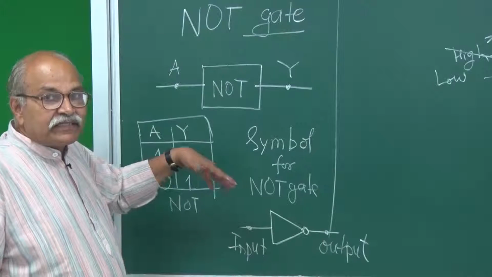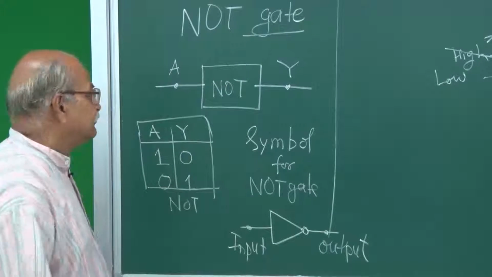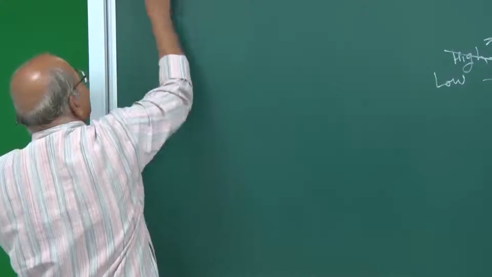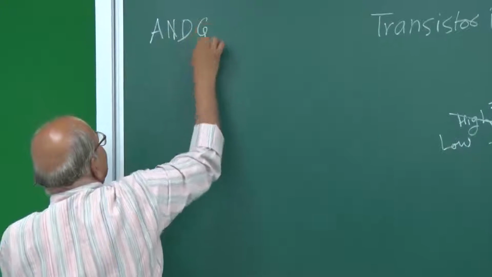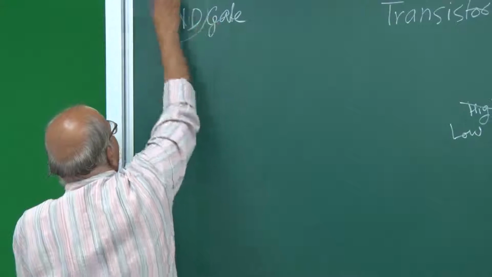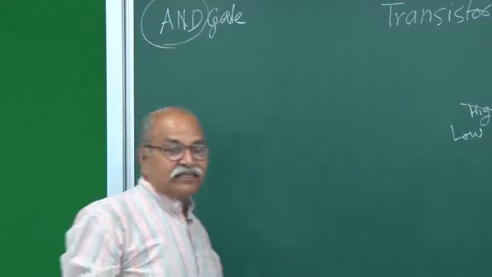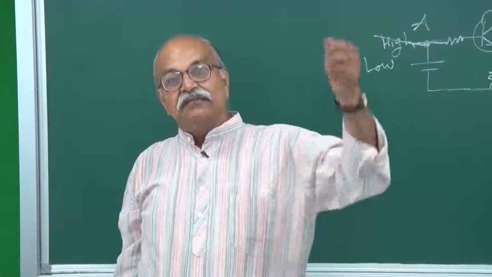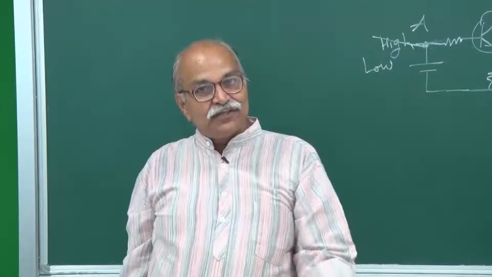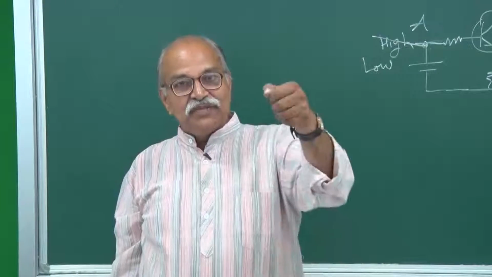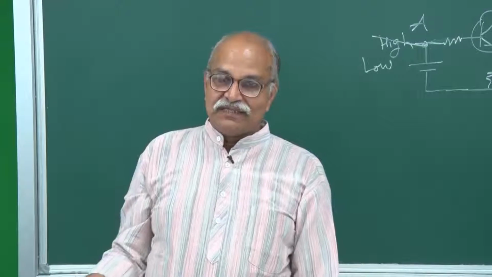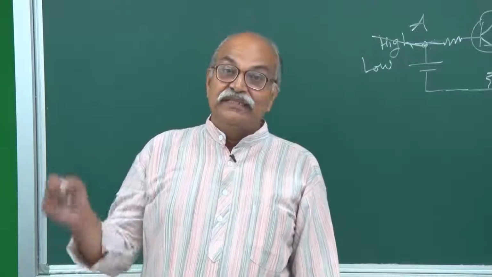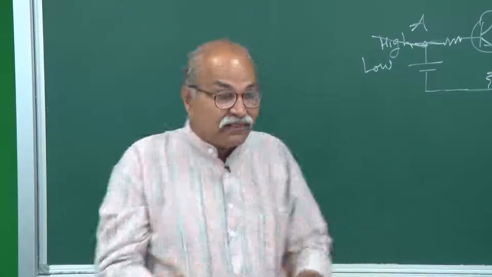Then next, let us take the AND gate. It is called the AND gate. This AND tells that if all your inputs are high, if you have two inputs, the first input should be high and the second input should also be high. If both the inputs are high, then the output is high, and if any one of them goes low, or both of them go low, then the output is low. That is why the name AND.